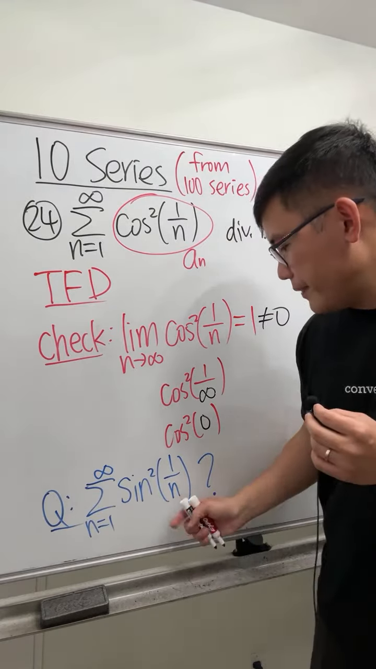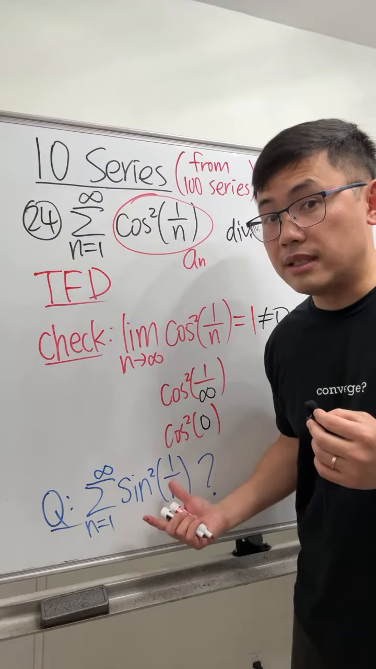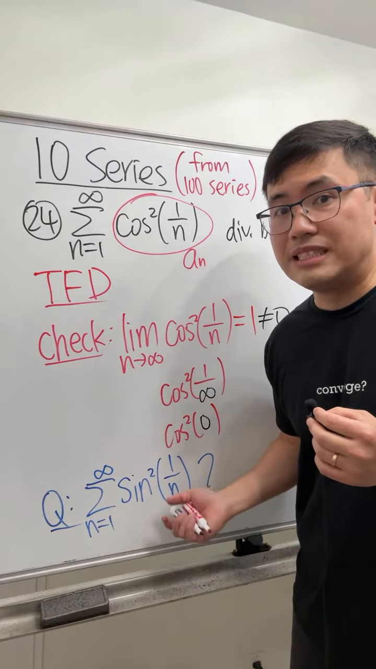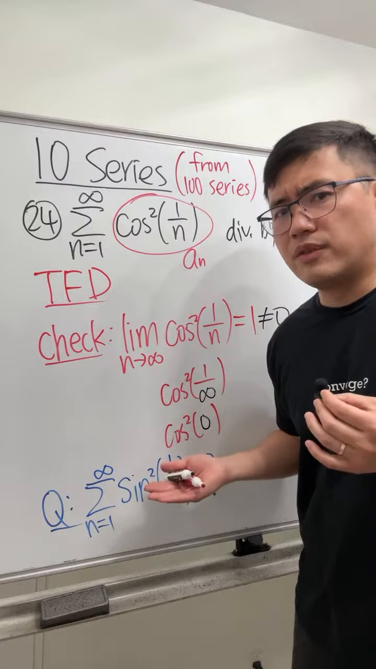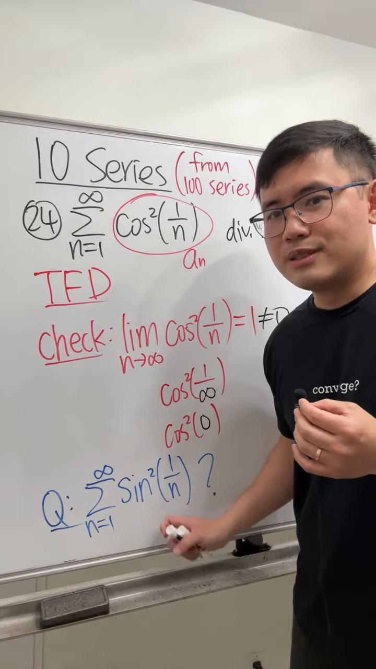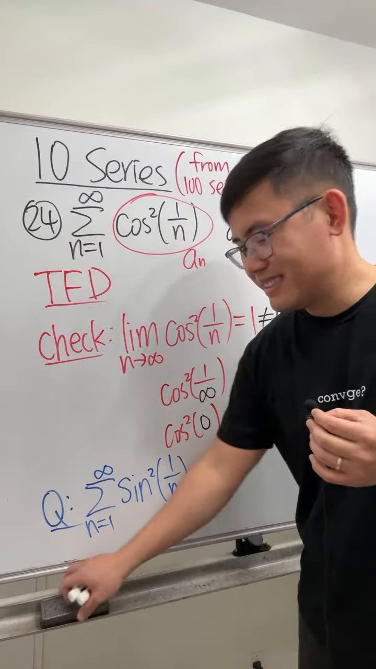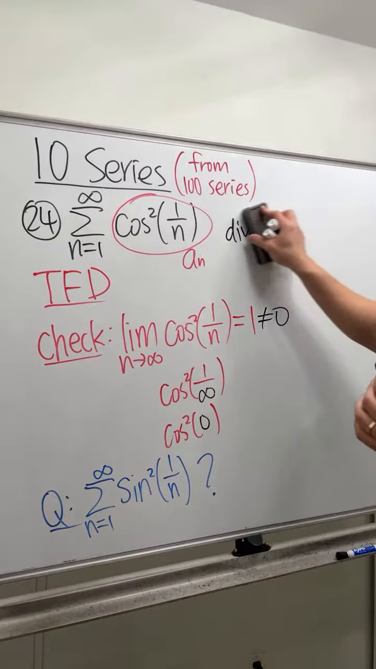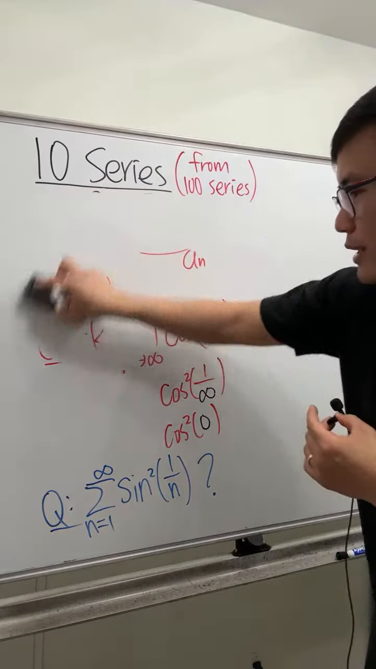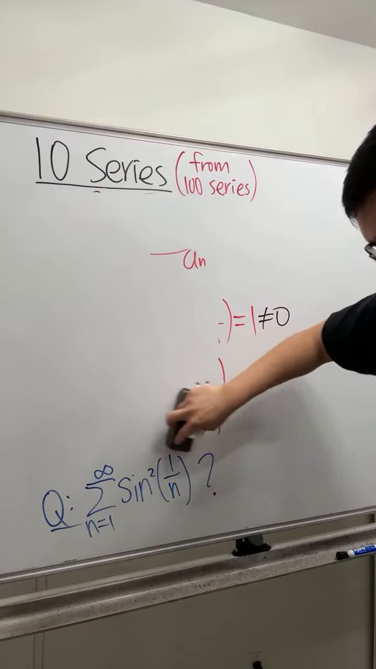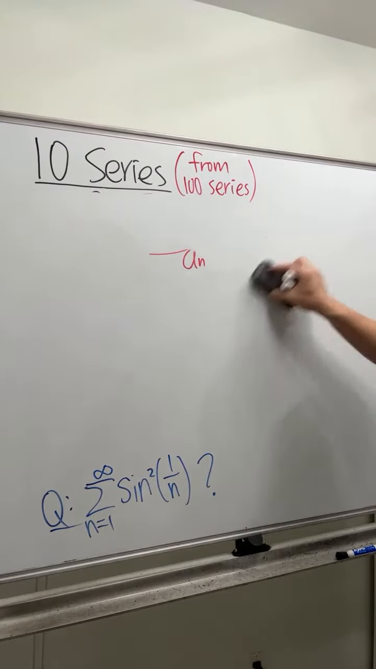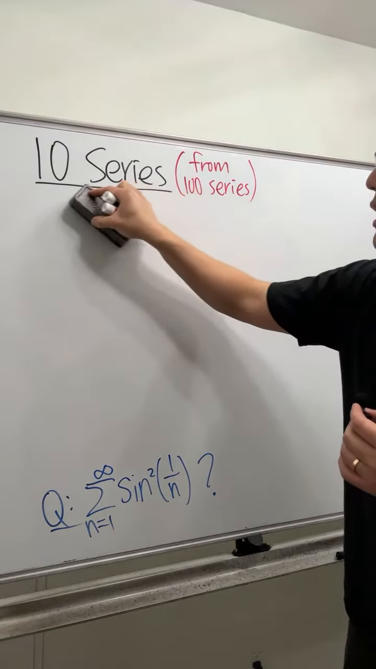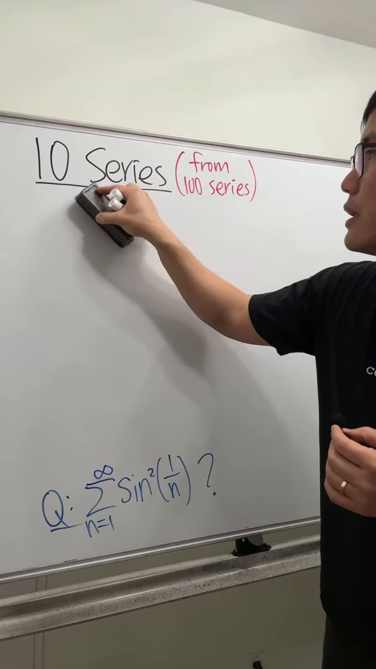Because this time, if you put n to be infinity, take the limit, this right here becomes 0. So the test for divergence doesn't help. So go ahead and try this. I'm not going to erase this yet. I will just leave it here so you guys can discuss in the chat. And we will go to the next question.